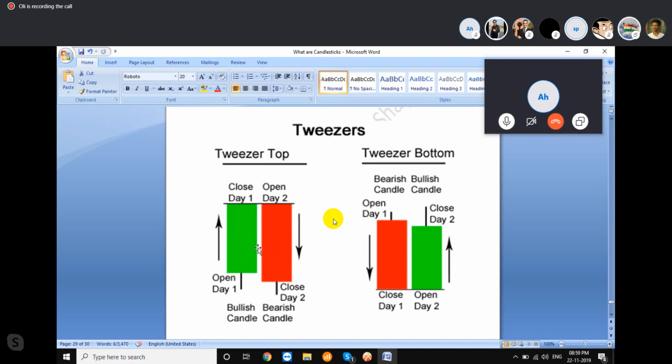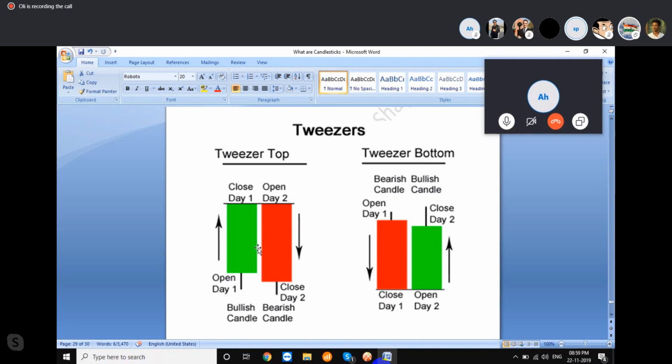Clear, Sanju? Yes. Okay. So this is the end of today's topic, today's candlestick patterns. So yeah, it is almost 2 hours completed. So any question, guys, regarding today's topic, today's session?